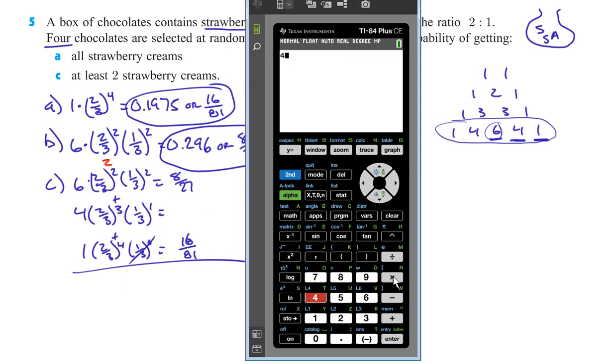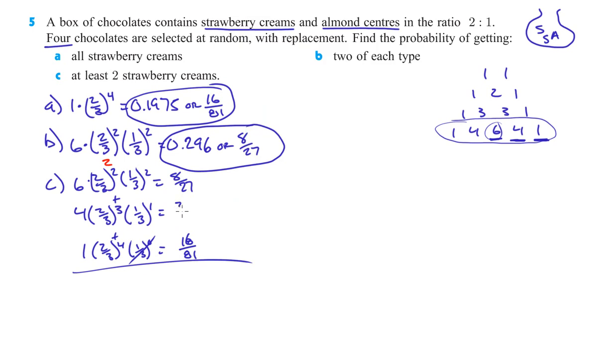All right, so let's do this. 4 times 2/3 to the third times 1/3 to the first, or just times 1/3, and that gives us 0.395, and we can do math, enter, enter, and that's 32 out of 81.